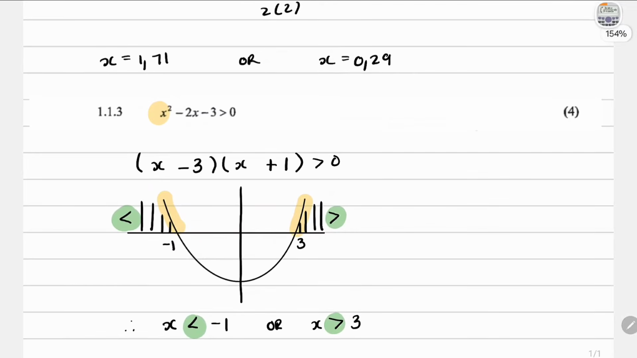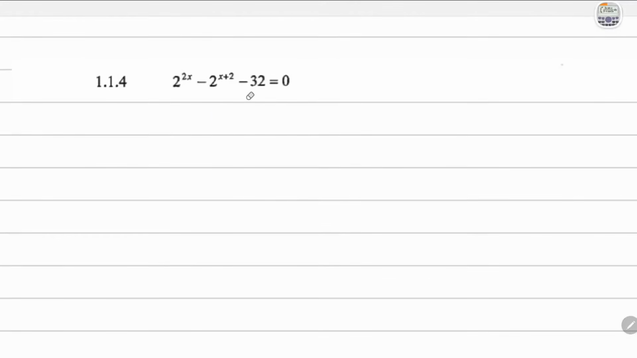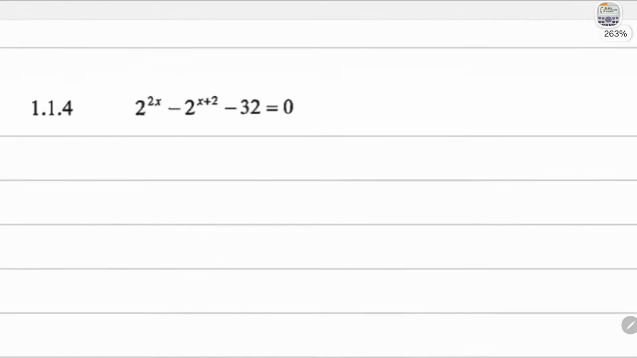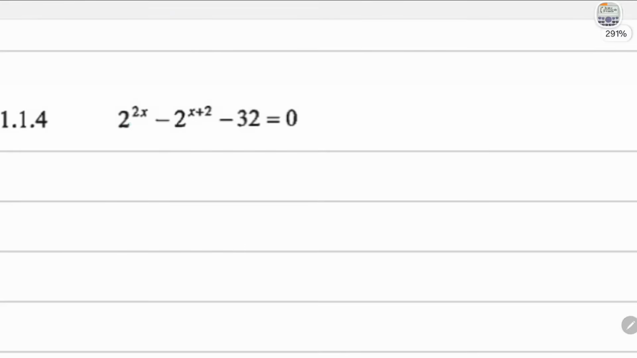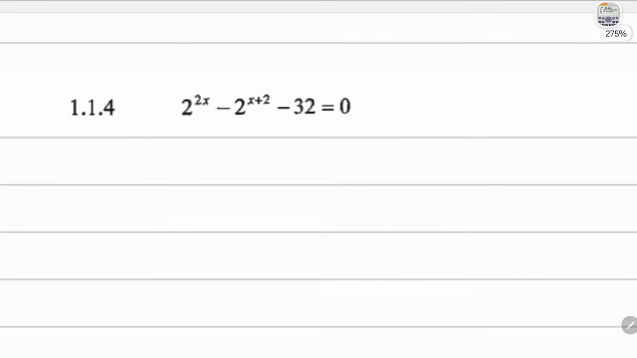Moving on to the next question. The next question is an exponential equation, 1.1.4, and we need to solve for x. So do you see that in this exponential equation, look at what we have. We have 2 to the power of 2x, 2 to the power of x plus 2, and then of course a minus 32. One thing you should always look for in exponential equations is repetition.